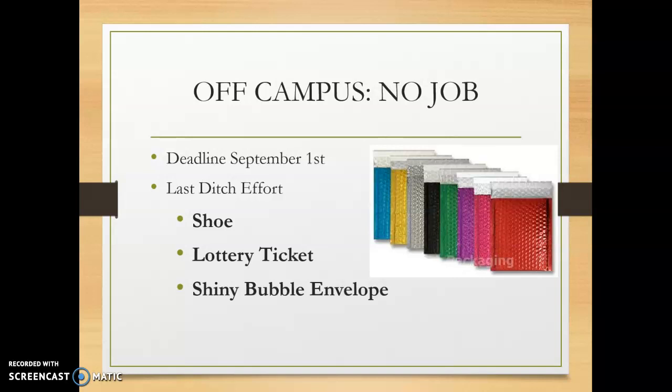Off campus. If you're assigned off campus, but you do not have a job yet, if I haven't secured a job for you, or if you have not found a job for yourself, because remember, it's a two-way street, you must find a job by September 1st, or you'll be an on-campus intern.